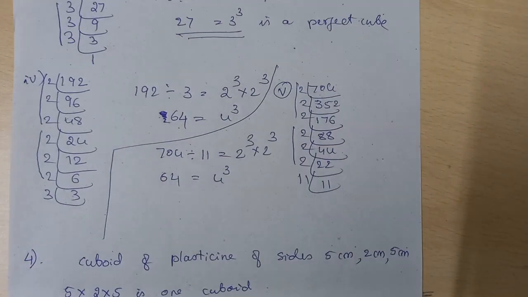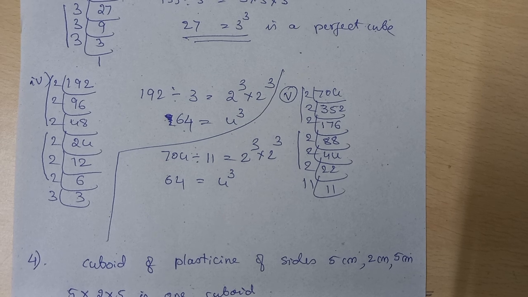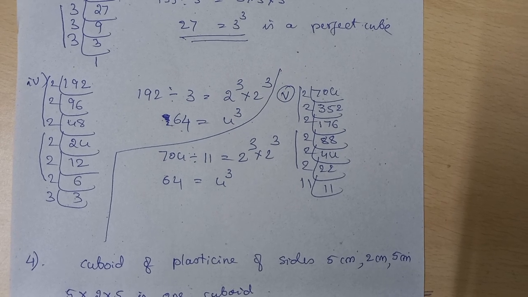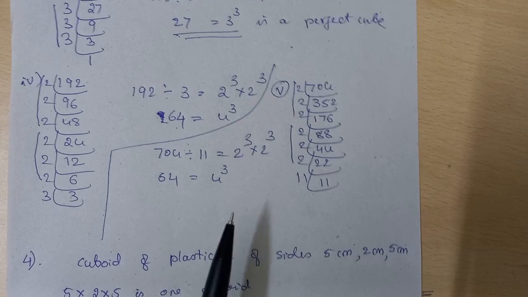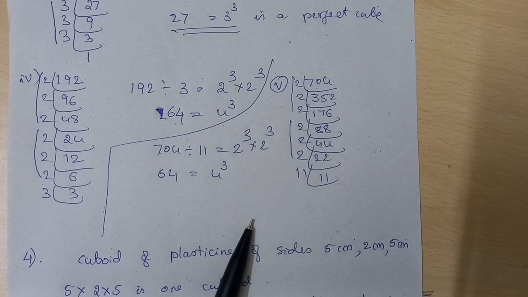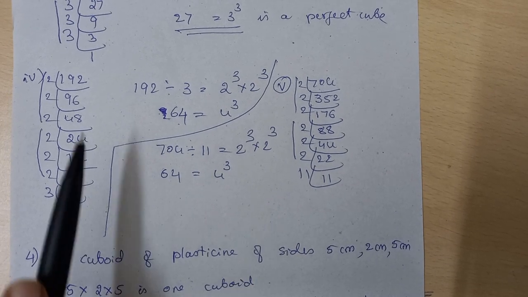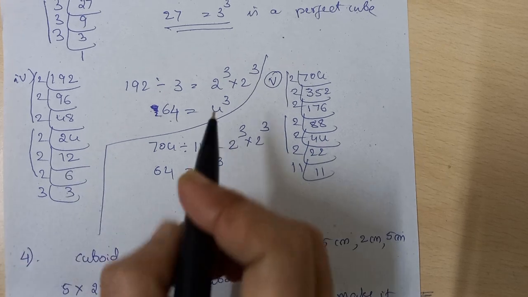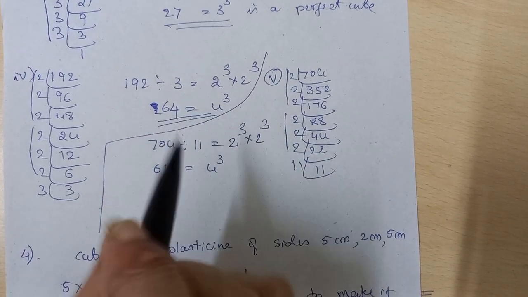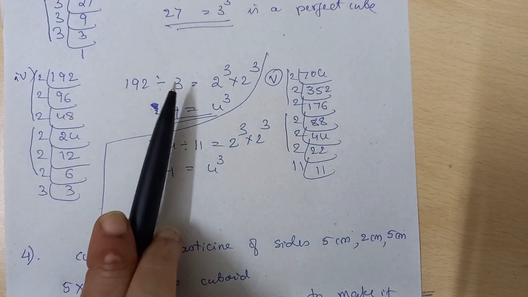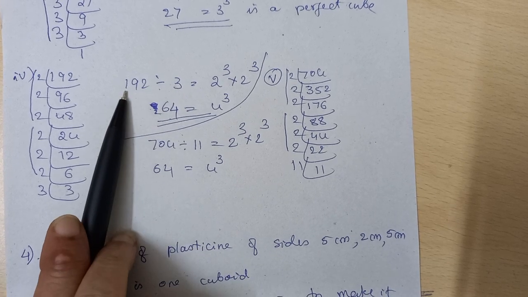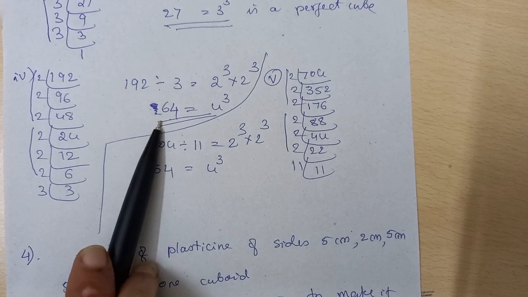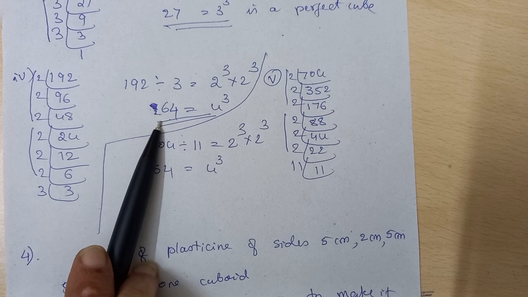And what about the fifth one? I am a little confused about this one. I want to save paper, so I do it like this. Hope you can see it properly and understand it. This is the fourth one. Fourth one is complete. 64 is equal to 4 cube, and 3 is the natural number by which we should divide the given number so that the quotient is a perfect cube.